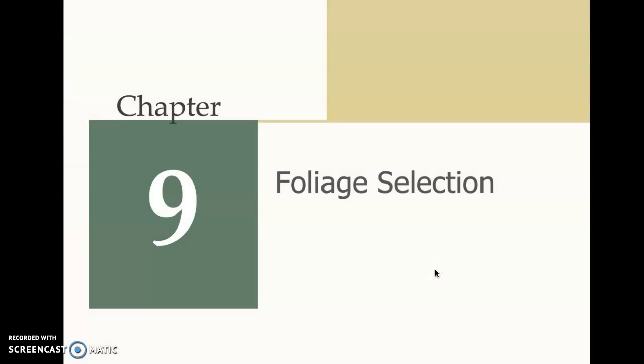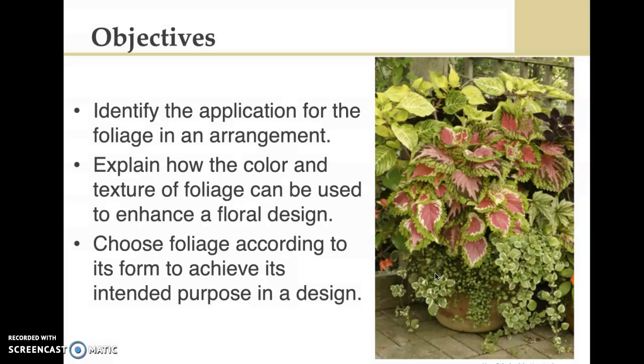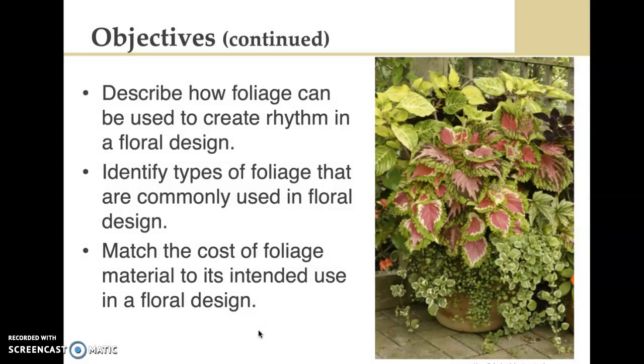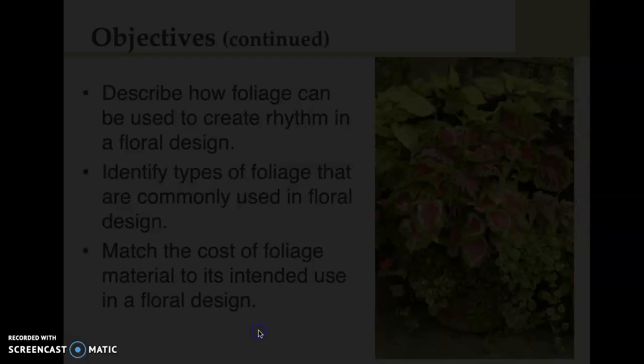This is chapter 9 for floral design, which is foliage selection. All right, so your learning targets and objectives for today are to identify the application for the foliage in an arrangement, explain how the color and texture of foliage could be used to enhance a floral design, and choose foliage according to its form to achieve its intended purpose in a design. And describe how foliage can be used to create rhythm in a floral design. Identify types of foliage that are commonly used in floral design and match the cost of foliage material to its intended use in a floral design.